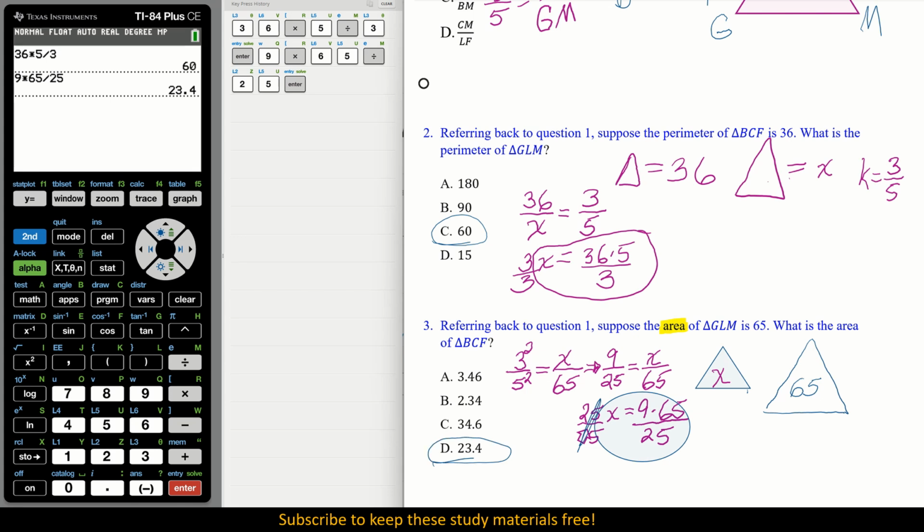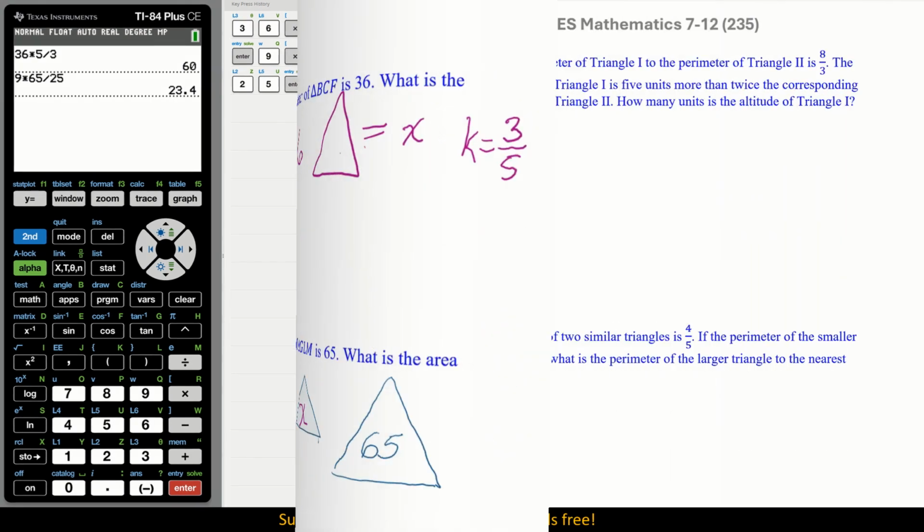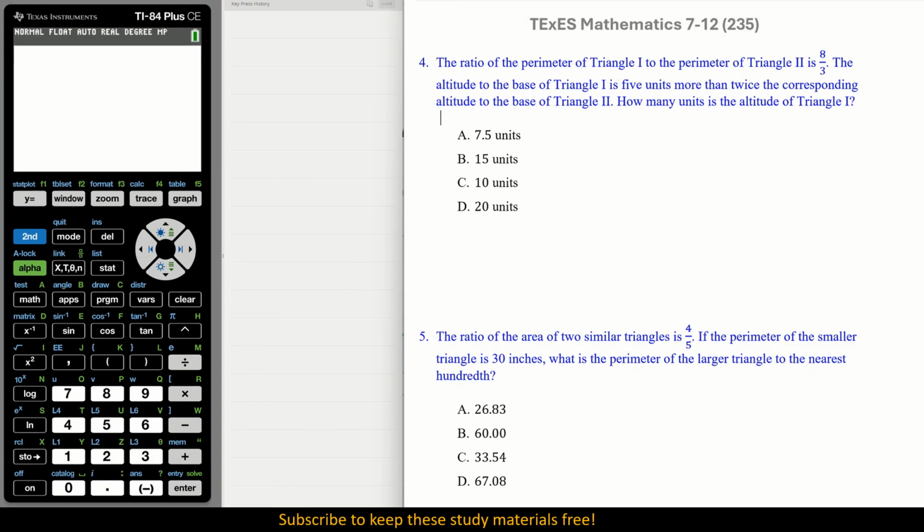Okay, let's move on to number 4. The ratio of the perimeter of triangle 1 to the perimeter of triangle 2 is 8/3. The altitude to the base of triangle 1 is 5 units more than twice the corresponding altitude to the base of triangle 2. How many units is the altitude of triangle 1?